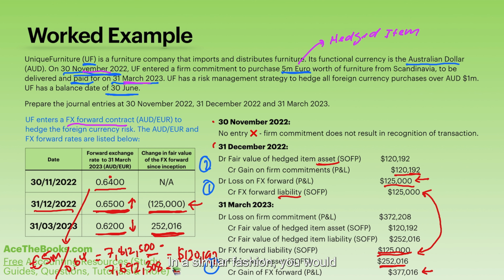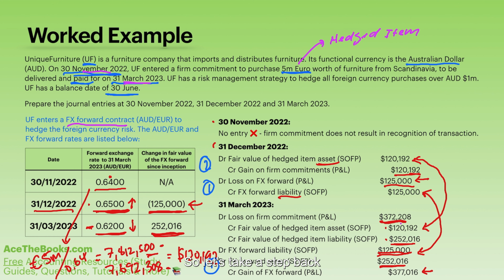In a similar fashion, you would then have to reverse out the previously recorded asset and recognize now a liability in the fair value of the hedged item. We would follow the same process by dividing the 5 million euro by the new forward exchange rate to determine the difference that we now come to. And that calculation will allow you to arrive at 252 if you take the difference between the rate as at 31st of December versus the 31st of March. Again, the amount recognized, or the loss in this instance recognized to the P&L, is going to be the gross up of the two fair value movements.